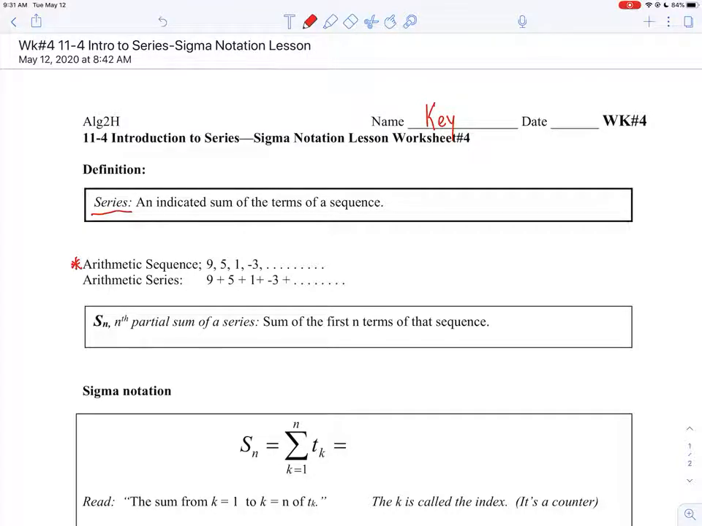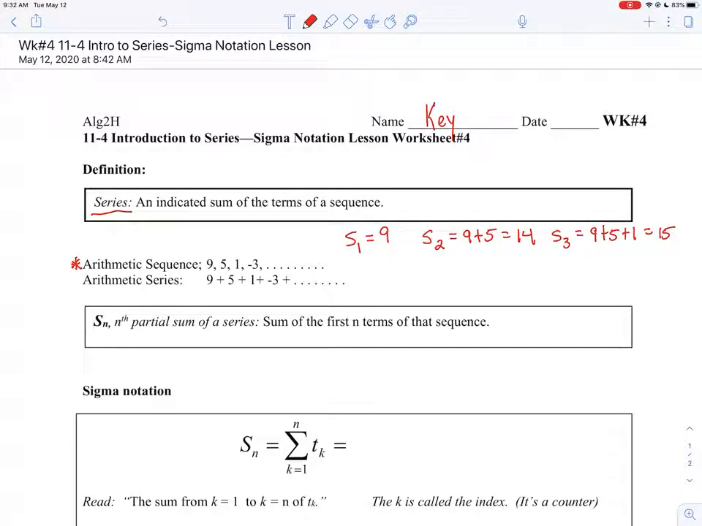Well, instead of t sub n, t sub 1, you're going to see S sub n, S sub 1, S sub 2, stuff like that. So S sub 1 is kind of silly because it's just the first term, but it's saying the sum of the first term. So S sub 1 would just be 9 in this case. If we wanted to find S sub 2, that's saying add up the first two terms of the sequence. So S sub 2 is really just 9 plus 5, which would equal 14. If we wanted to take it one further, S sub 3, we get 9 plus 5 plus 1. We're just adding up the first three terms of the sequence, and we get 15.